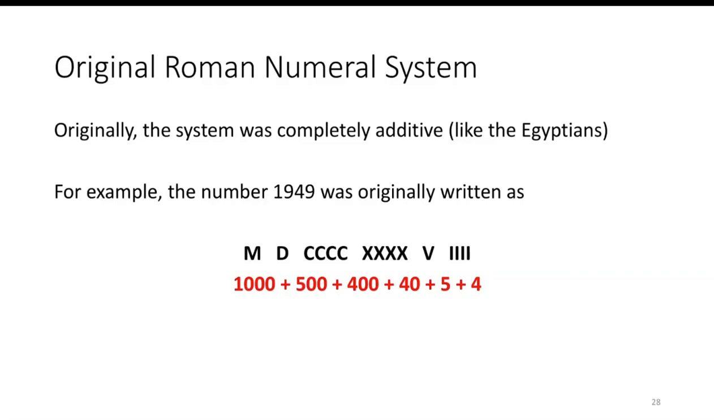Originally, the system was completely additive, like the Egyptians. So, for instance, 1949 was originally written with an MDCCCCXXXXVIII. So the M was 1000 plus 500 for the D plus 400 for the 4 C's plus 40 for the 4 X's plus 5 for the V plus 4 for the 4 I's.